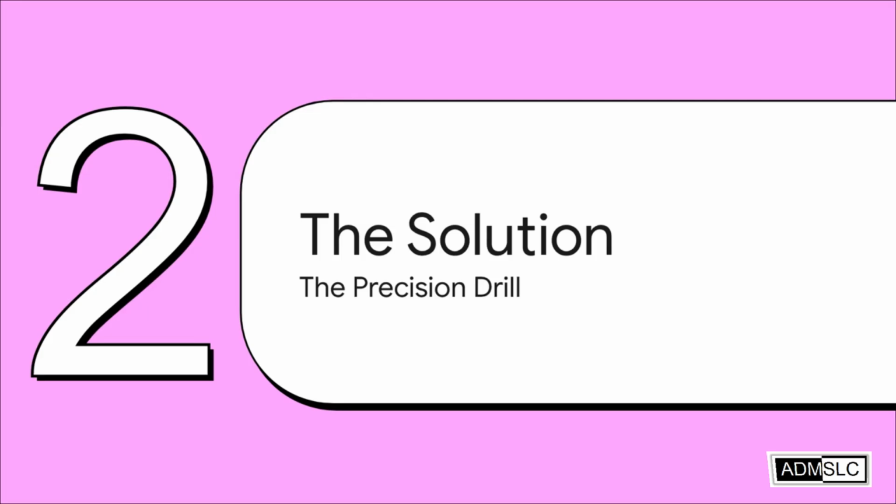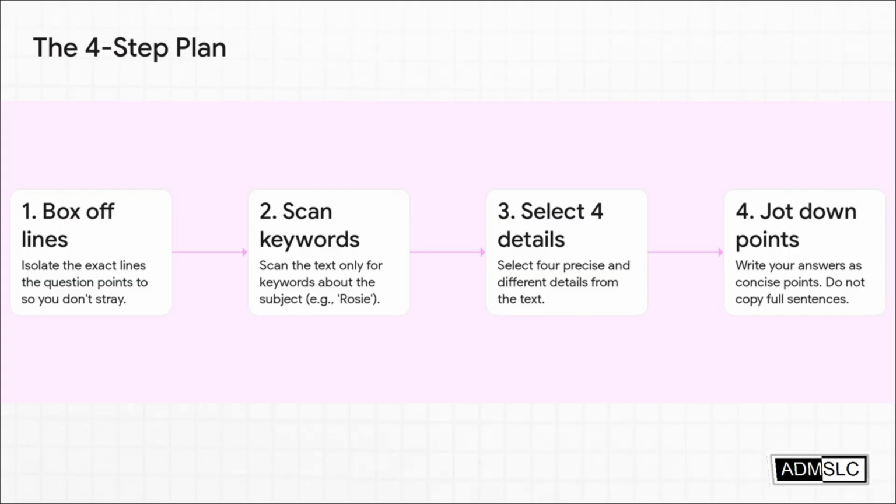Right. So the big question is, how do we get both accurate and fast? Well, there's a system for it. I call it the AO1 precision drill. It's a step-by-step method that pretty much guarantees you'll bag all 4 marks in the shortest time possible. It's a simple 4-step process.